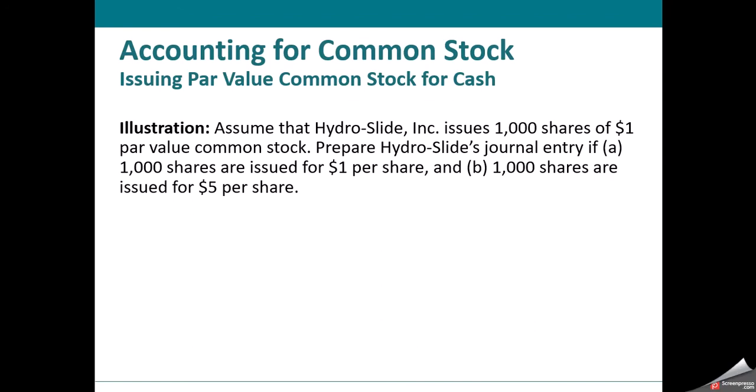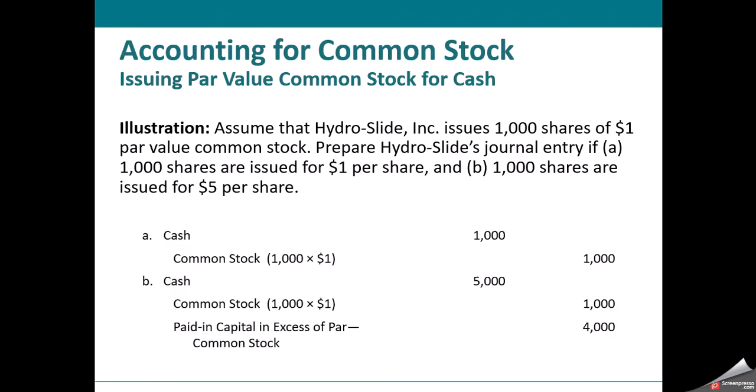So we have this Hydro Slide issues 1,000 shares of $1 par value stock. So then first of all, what's their entry if they actually sold it for $1? So they would receive the cash, 1,000 shares times $1 would give them $1,000, and they would credit common stock. So that's showing that those shares of stock are now issued.